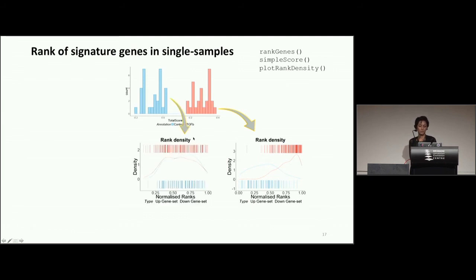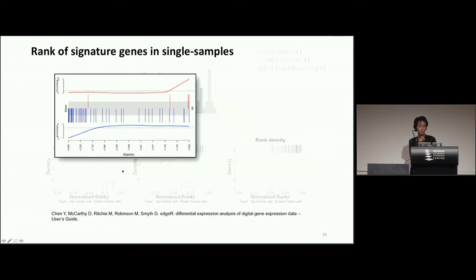If we take a sample with an intermediate score, we see that the ranks of the up and down gene sets are randomly distributed, and even when we look at the down score, we may see something anti-concordant because this is a very low score. So for example, we have the ranks of the down gene set towards higher values.